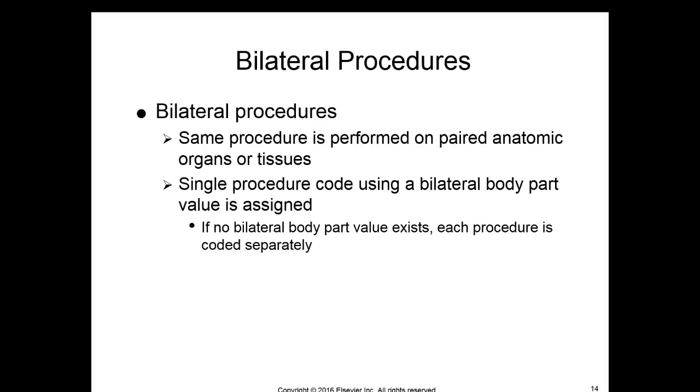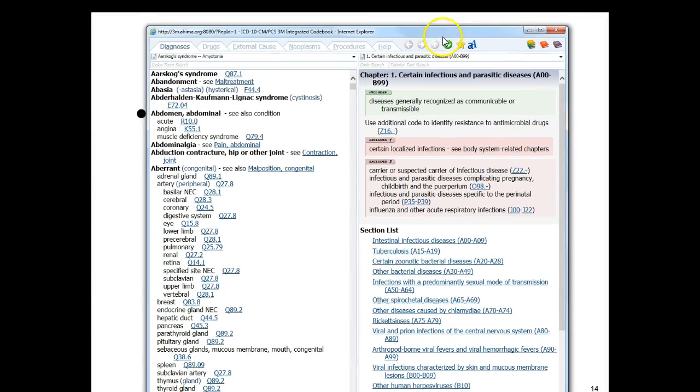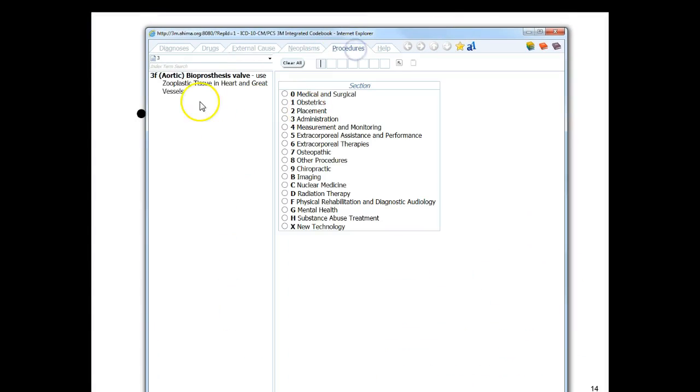Bilateral procedures. This is when the same procedure is performed on paired anatomic organs or tissues. There are some bilateral codes, and it's just one code, but if there's not a bilateral code, then you have to code it twice. And I'll show you an example of that.